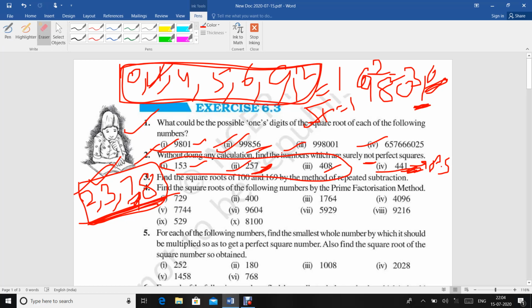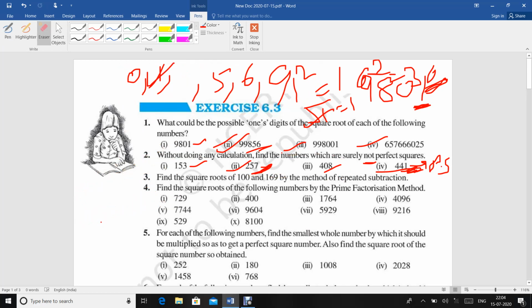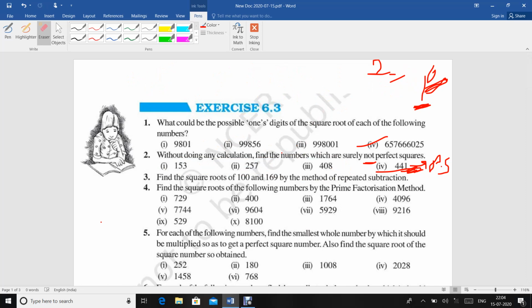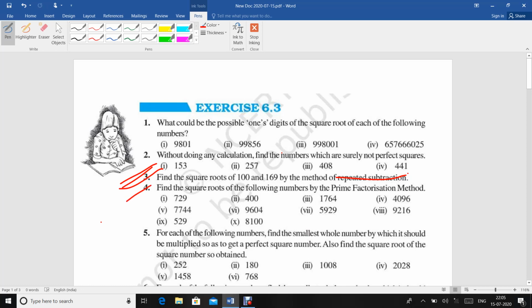I hope all of you understand these questions, and I also explained the properties regarding these topics. Remember those properties and try to solve all the questions yourself and complete your notebook. Question number 3. Find the square roots of 100 and 169 by the method of repeated subtraction. I explained repeated subtraction in the previous video, and I also explained this question. Let us move towards the next question.